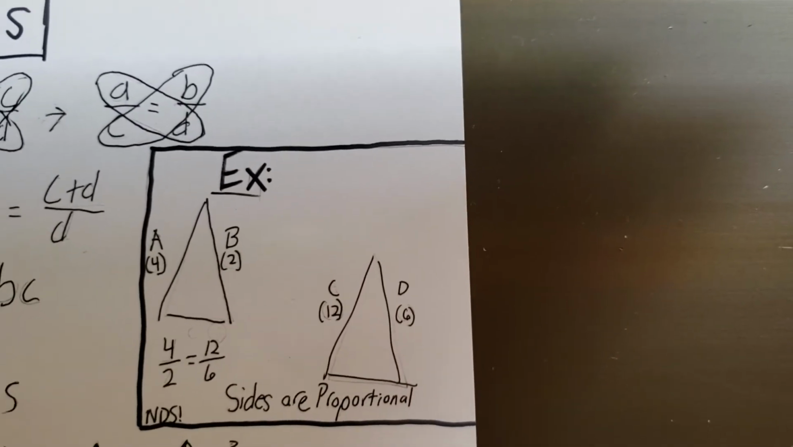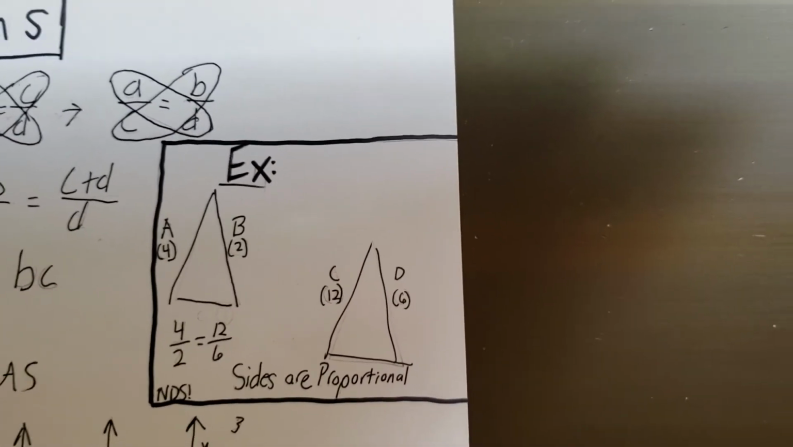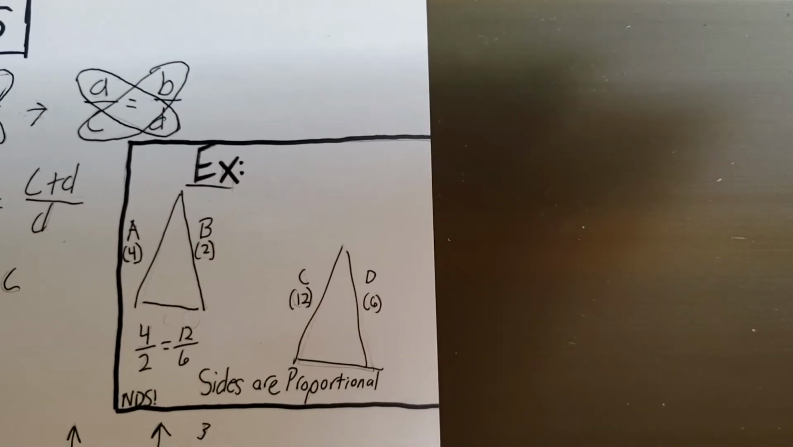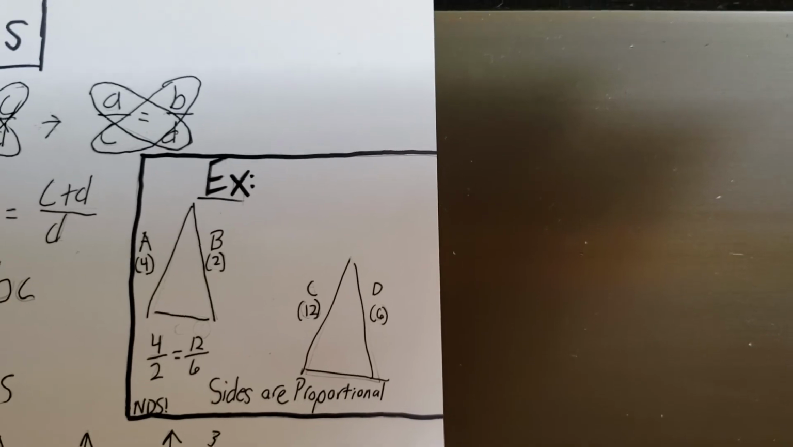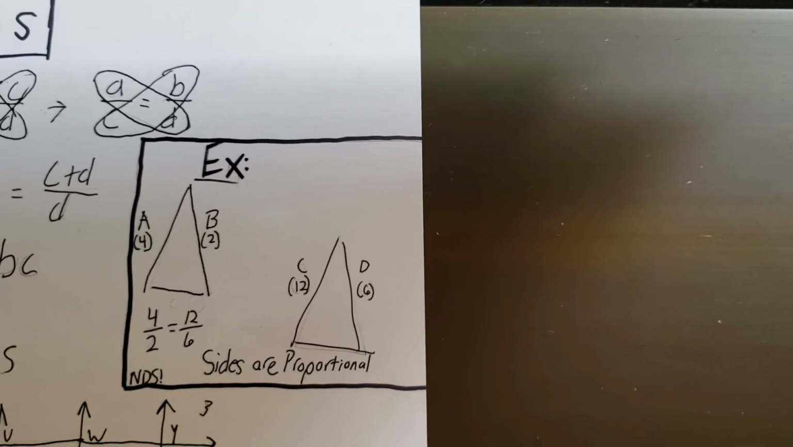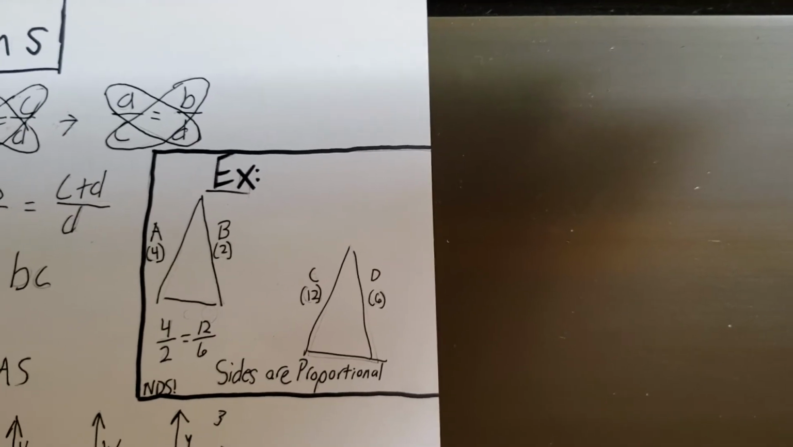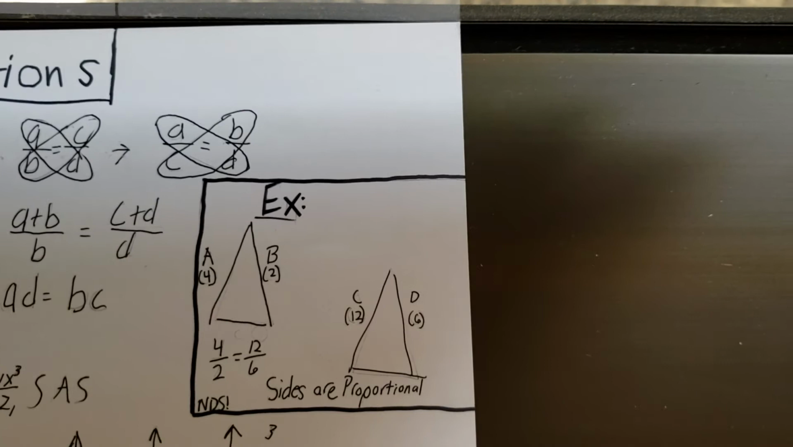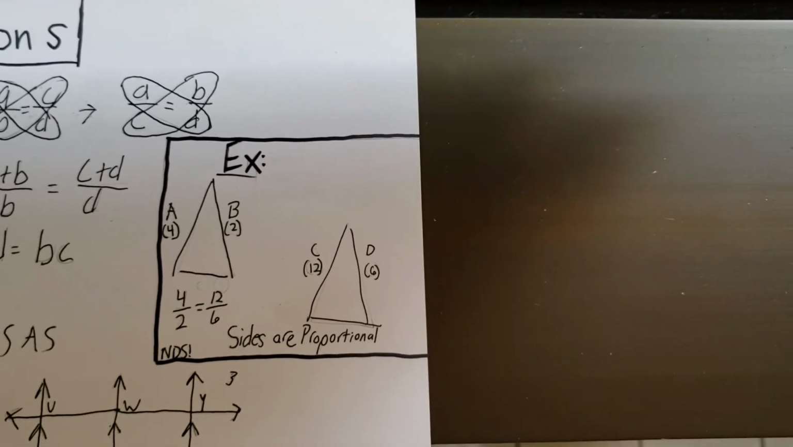To give you an example of two proportional sides, let's take these two triangles. Side A over side B should be equal to side C over side D. We can conclude that these are proportional because 4 over 2 is equal to 2 and 12 over 6 is also equal to 2. Thus, the sides are proportional, and if we know that these angles are congruent, then we can conclude that both triangles are similar.